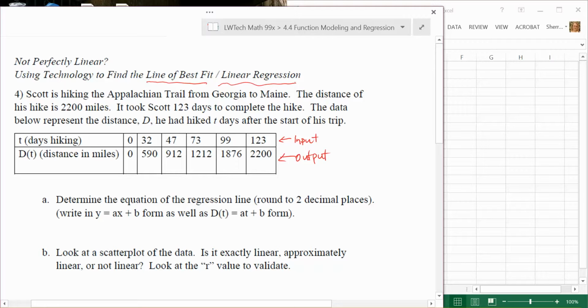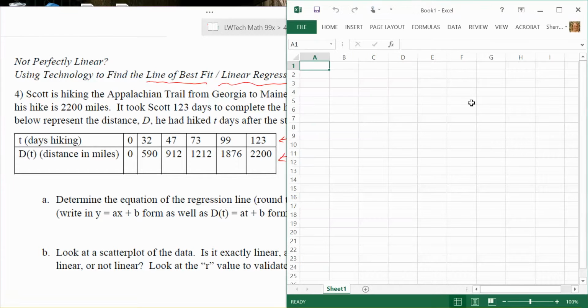If you have a TI graphing calculator, you can also do linear regressions on the graphing calculators, and you should watch the video previous to this one in the playlist for instructions on how to do the same problem using a different technology. All right, so if you are going to do this using Excel, the first thing that you need to do is go ahead and load up Excel, and I've got just a blank book here.